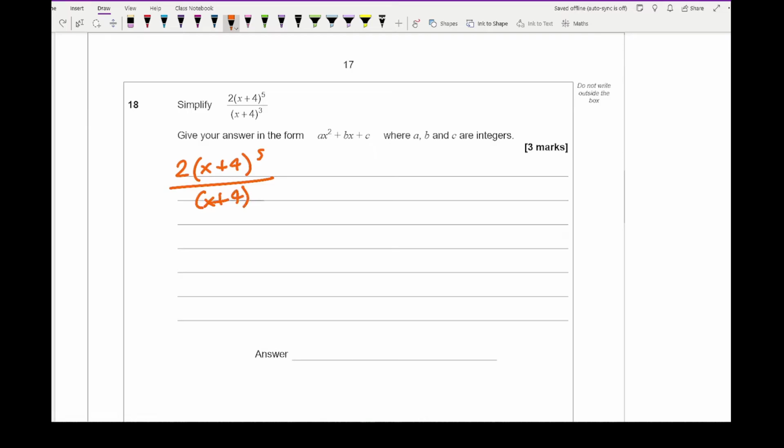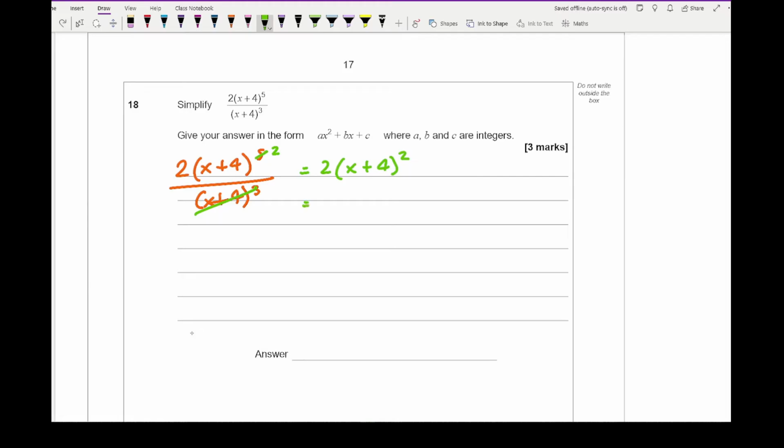what you can see from both top and bottom is that I've got x plus 4. Now at the bottom I've got 3 and at the top I've got 5, so I take out the lowest power, so I'm going to take x plus 4 cubed away from both the numerator and the denominator. So all I'm going to be left with is 2 lots of x plus 4 squared.